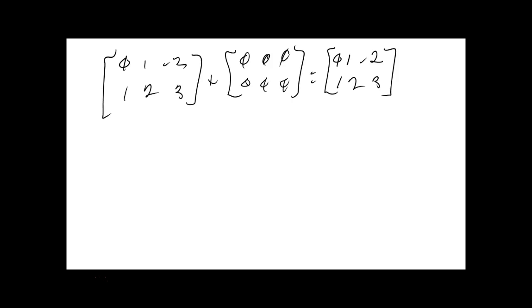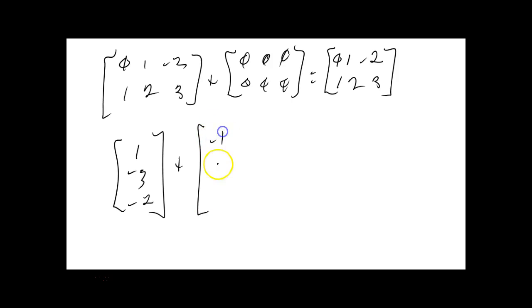Now, how about this? 1, negative 3, negative 2. What kind of matrix is that? A column matrix or a column vector, and what would be its size? 3 by 1. So you can add to that any other 3 by 1 matrix, like this one. What does that give you? That gives you the zero matrix.